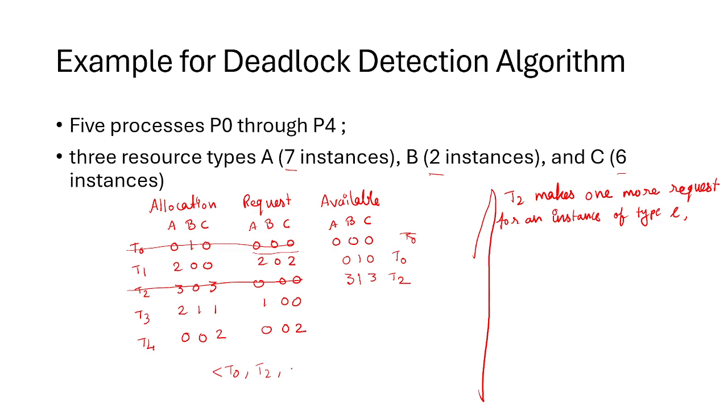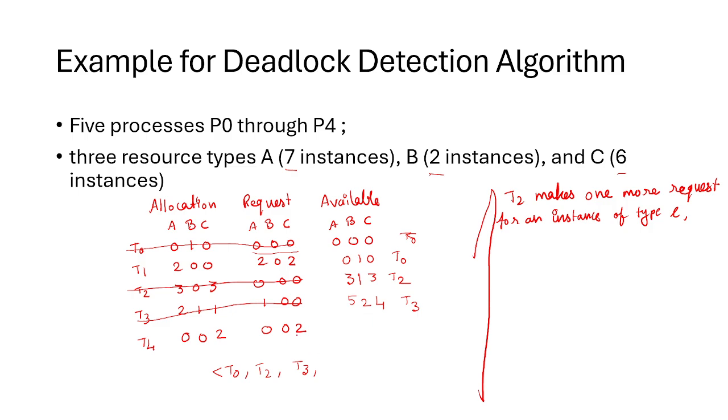Go to T3. T3 is requesting 100. It is already available, so T3 can complete its execution. Once T3 completes its execution, the available will become 5, 2, 4. This has been added to the available. So after completing T3, these resources have become available.